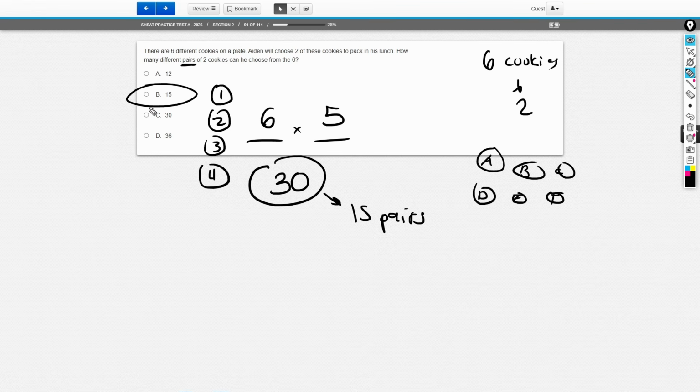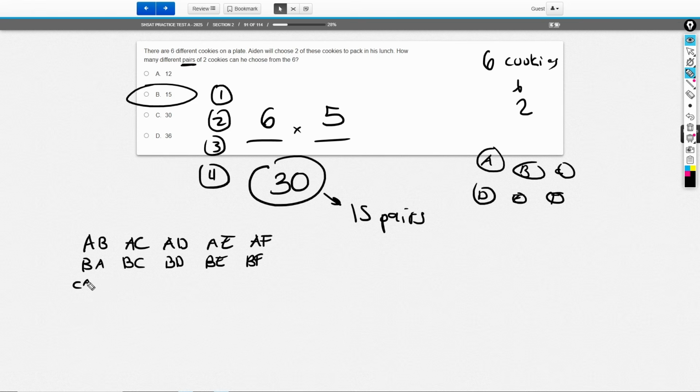So this was a dangerous question because a lot of kids would just choose 30 and not realize that they're asking us for pairs. And the reason why that matters is, let's say that I have cookies A through F. That means that he can get cookie AB, AC, AD, AE, and AF. He can choose BA, BC, BD, BE, and BF.